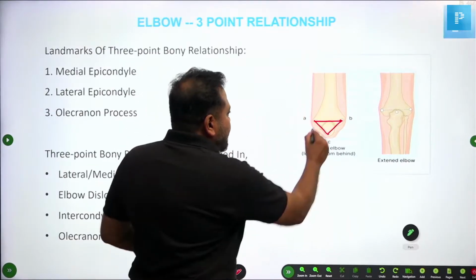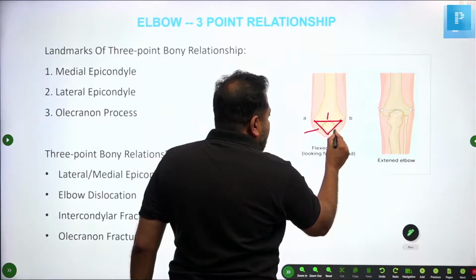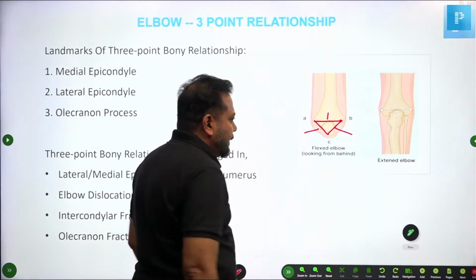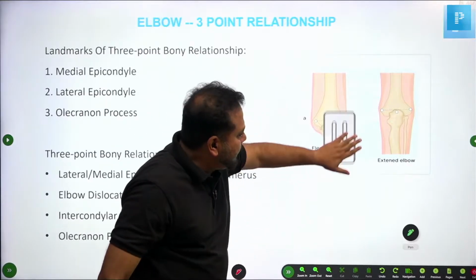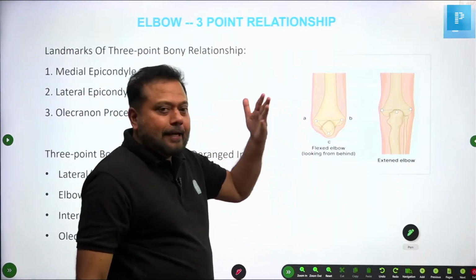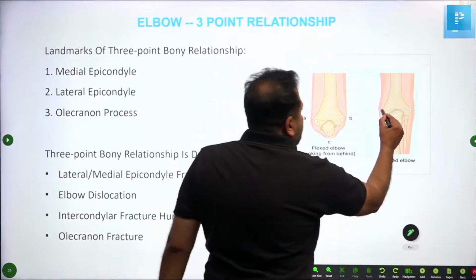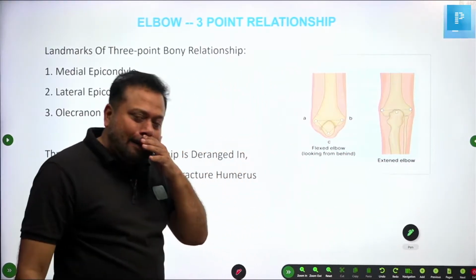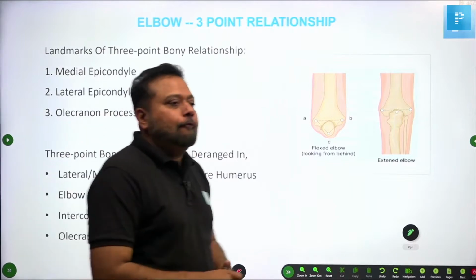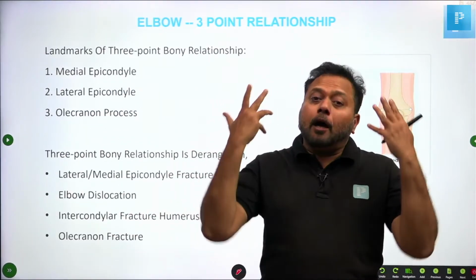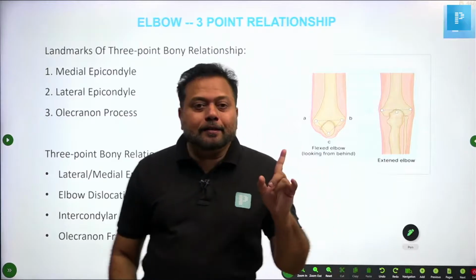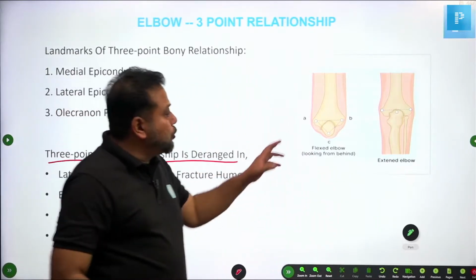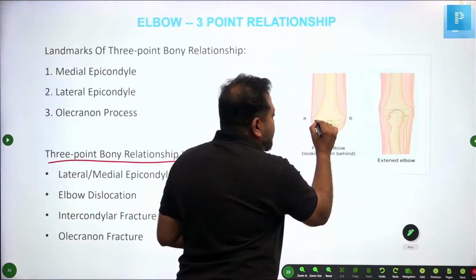This is called base. This is medial leg. This is lateral leg. So normally the triangle should be like this. When you extend the elbow, all these will come in one line. So the triangle you can see only in a flexed elbow. If you cannot flex the elbow, you cannot comment on the triangle. These three bony relationships are maintained in supracondylar fracture. For example, these are the three bony points.